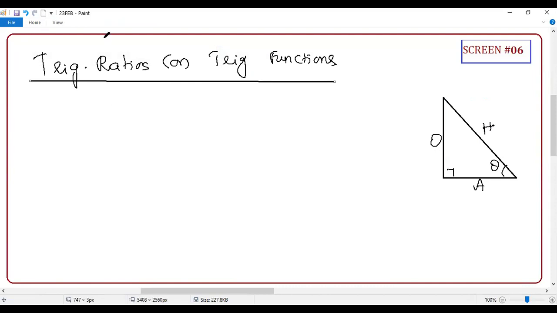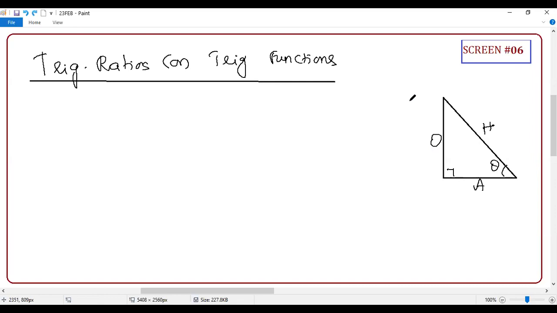Now, I am giving three sides. How many ways can you select any two? You can select OA, or AH, or HO. So there are three different ways to select the sides. Agree with me or not?